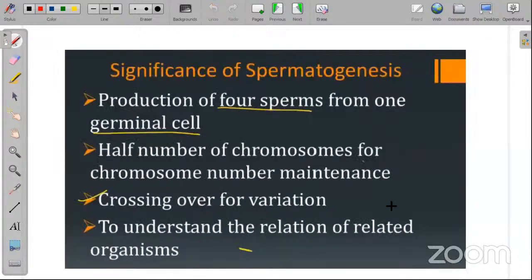Next is the significance of spermatogenesis. That means why spermatogenesis is important. It produces 4 sperm from one germinal cell. That's why it is important. Half the number of chromosomes is present so that the chromosome number is maintained. Why is half the number of chromosomes present in male and female gametes? Because 23 chromosomes from the male and 23 chromosomes from the female develop the 46 chromosomes in the fetus. ठीक है? That's why it is important.